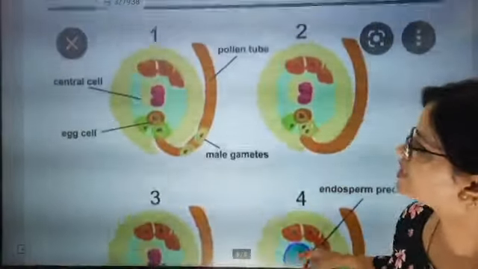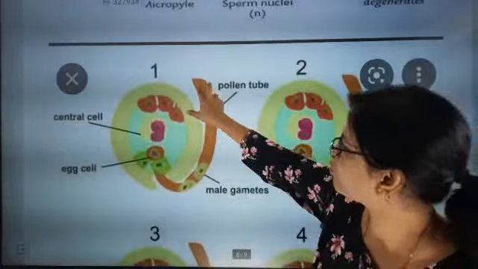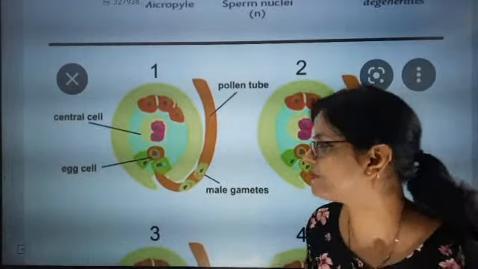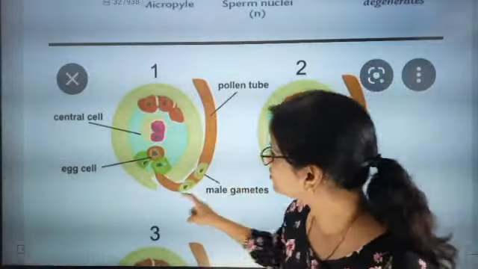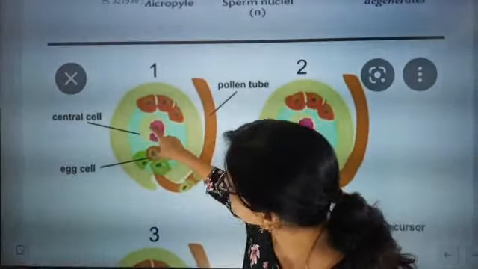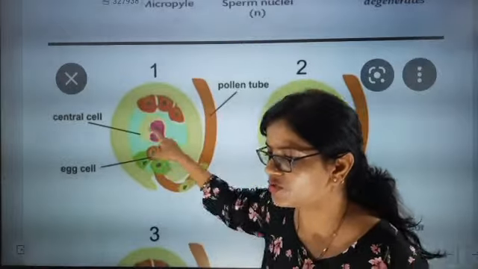Now, double fertilization: you see what happens. The pollen tube contains the male gametes. Each pollen has two male gametes. There is the egg cell, and this is the central cell containing the polar nuclei.